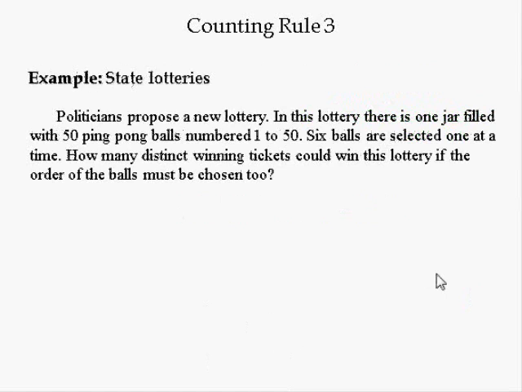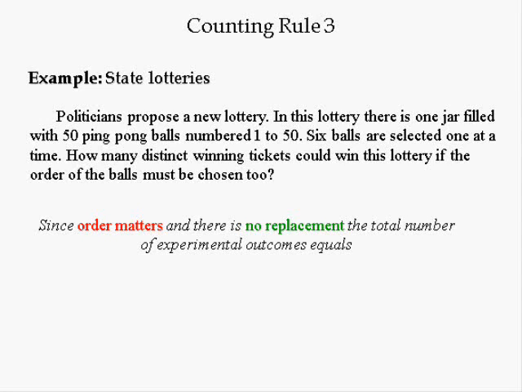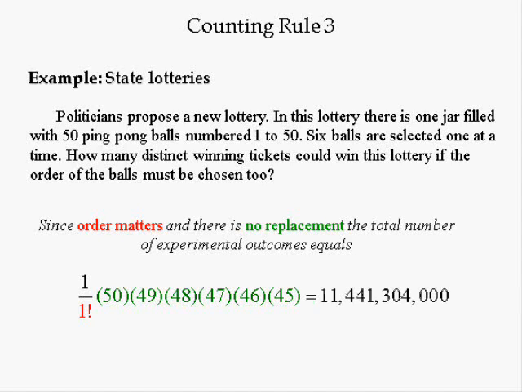In this state lottery example, there is one jar filled with 50 ping pong balls numbered 1 to 50. How many distinct lottery tickets could win this lottery if the order of the balls must be chosen along with the winning numbers? Obviously, order matters in this lottery. The lottery does not involve replacement because as the balls come out, they're not put back in. The expression in red font, 1 factorial, means there's only one way to win if you pick the 6 winning numbers, and that is by picking the order in which they come out of the jar. The expression in green represents the concept that the balls aren't being put back in.